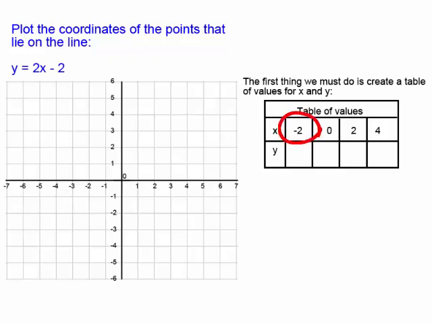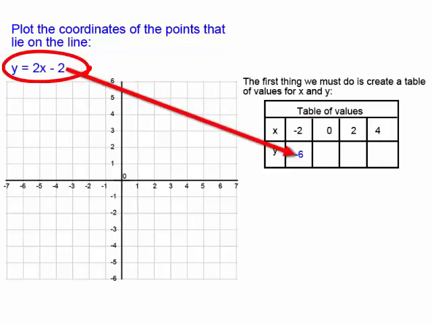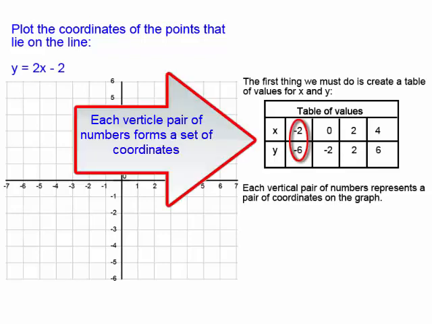the value for y. Here we have taken a value of x of minus 2, put it into the equation, and calculated a value of y of minus 6. We do the same for other values of x until we have the table of values completed. When the table of values has been completed, each vertical pair of numbers represents a pair of coordinates on the graph. Our next step is to plot these coordinates on the graph.